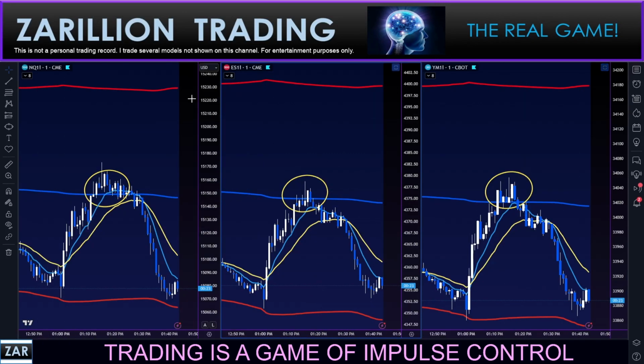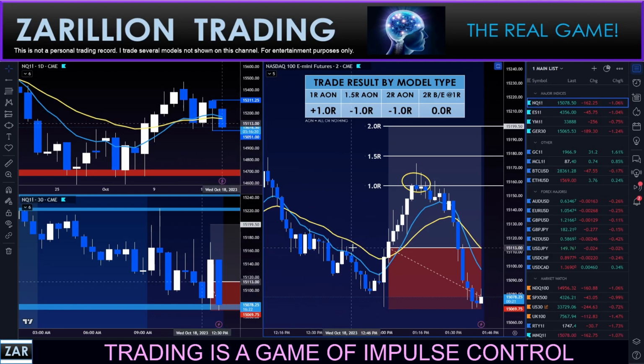When I send this type of thing to my group, I'm not expecting it to go much higher. But the mechanical model says if you're 1.5R, you stay in and take your licking, and of course the 2R as well. But you get the idea. There's discretion involved in this, and you need to be smart about it as well.